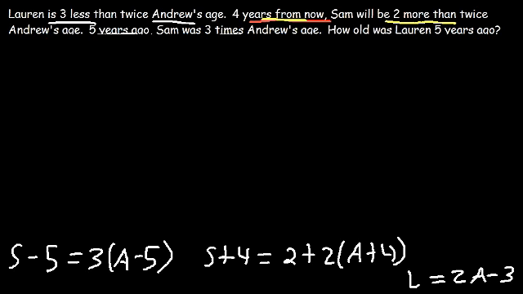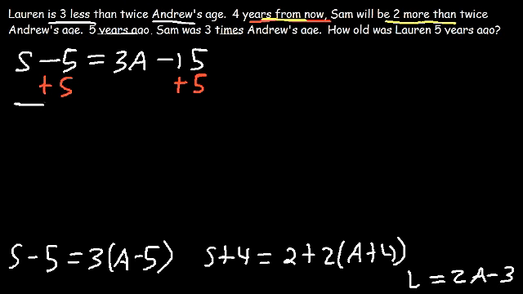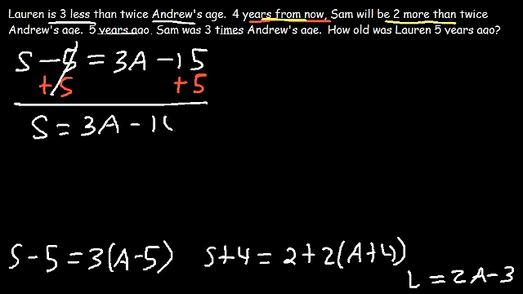So what should we do to solve it? If we focus on these 2 equations, they only have S and A. So what we're going to do first is solve for S in this equation. So it's S minus 5. Let's distribute the 3. So it's going to be 3A minus 15. And now let's add 5 to both sides. So S is equal to 3A minus 10.